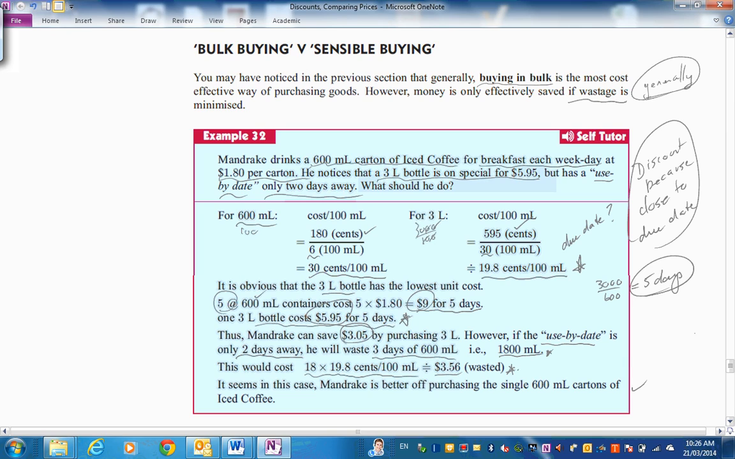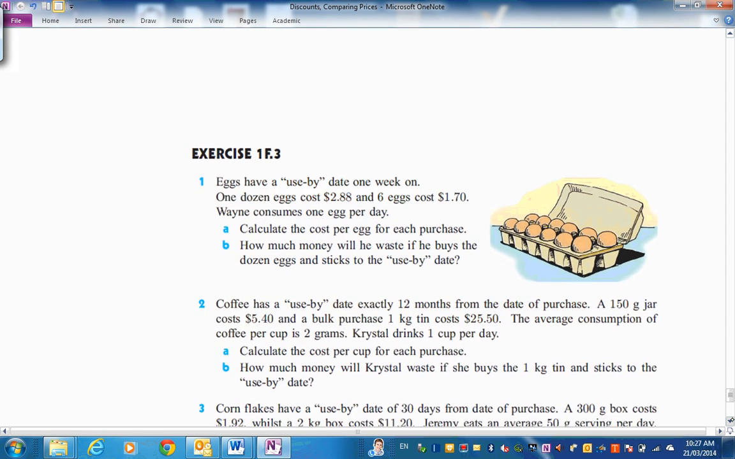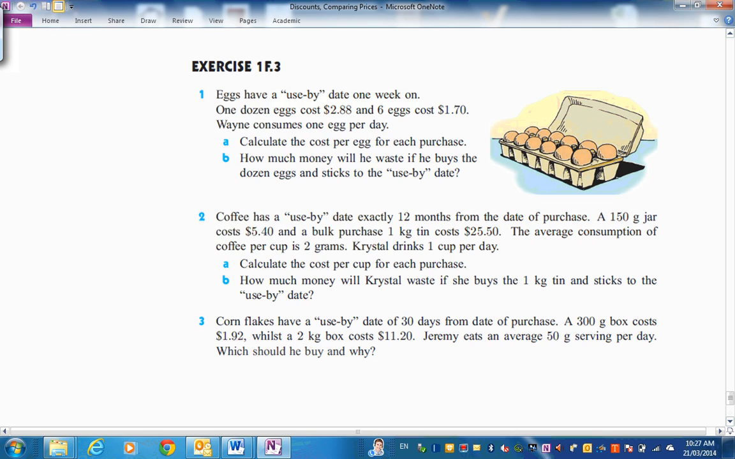However, if the iced coffee was on genuine discount and at the beginning of its freshness, if you like, and the expiry date was more than 5 days away, that would be a good deal. All right, have a go at weighing some of these up now. Okay, so we'll finish off here.